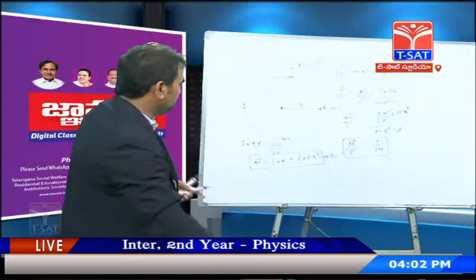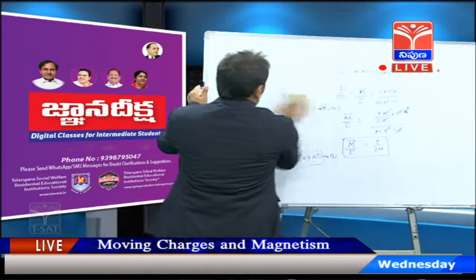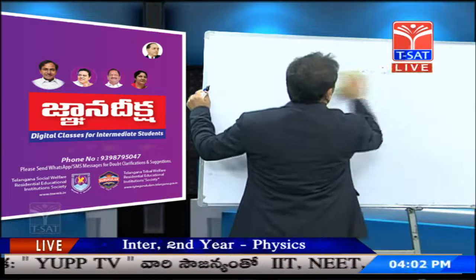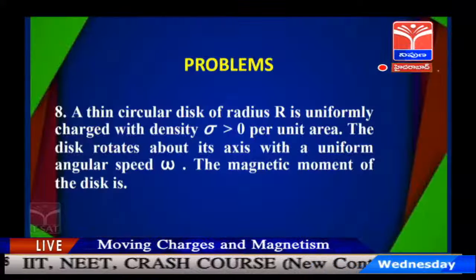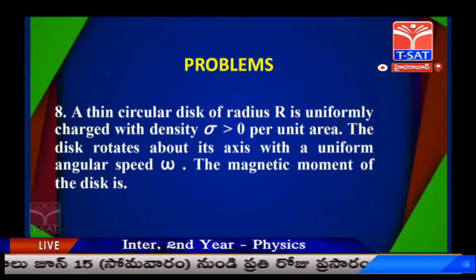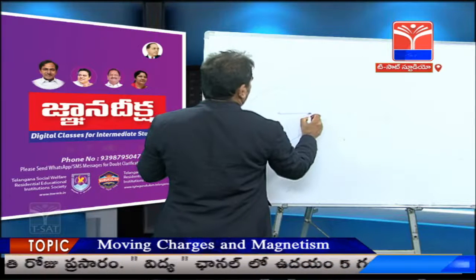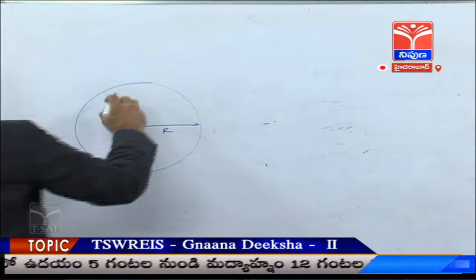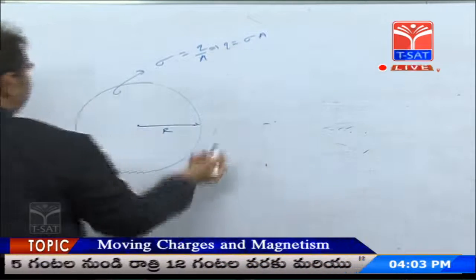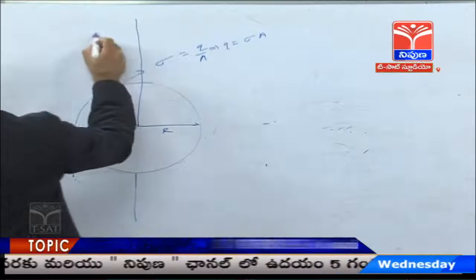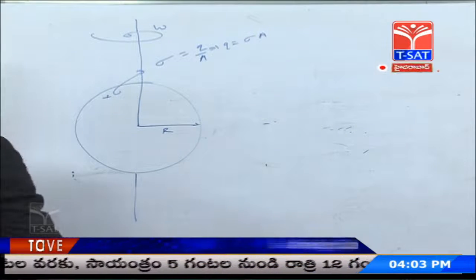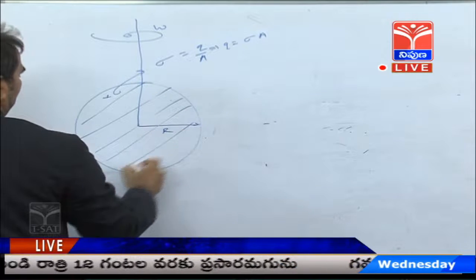Now, in this application, what was given here? A thin circular disc of radius r was given, which has a surface charge density sigma. Sigma is equal to q upon A, so q is equal to sigma into A. It is revolving about a fixed axis with an angular velocity omega. We have to calculate the magnetic moment of the circular disc.